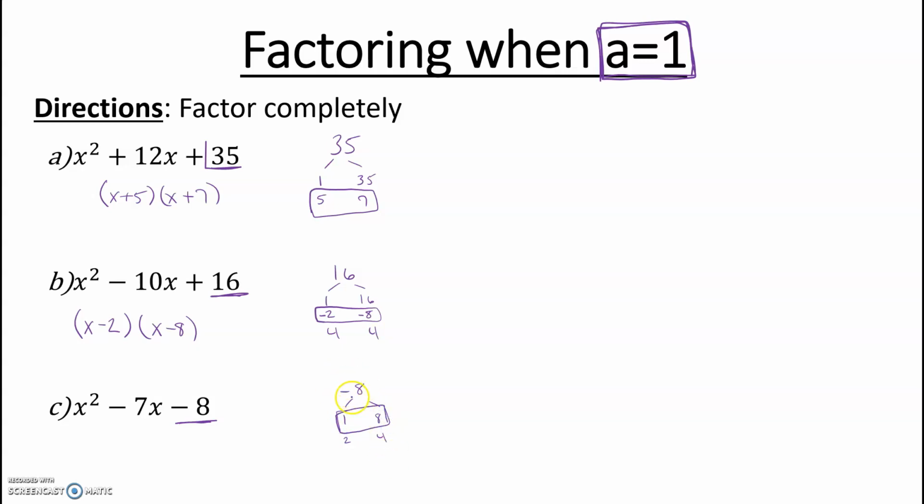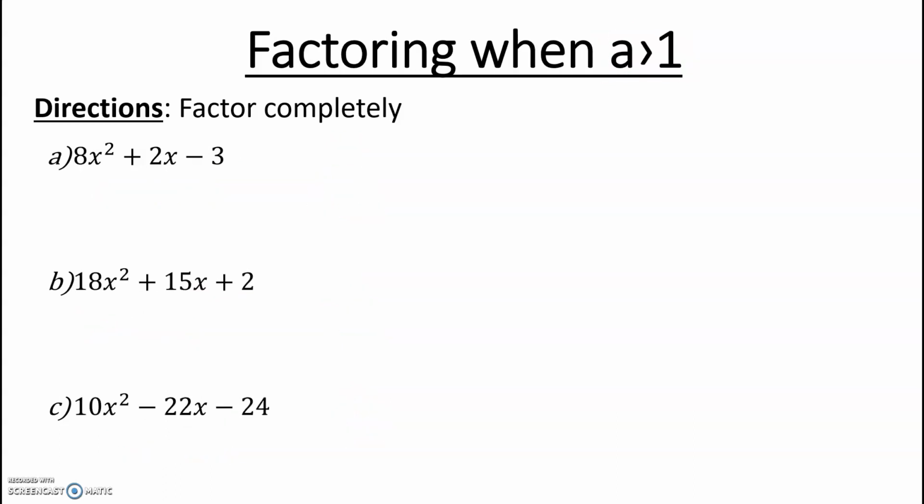Now, you know one of them has to be negative to multiply to get a negative 8. We want it to be negative 7. So negative 8 plus 1 gets me negative 7. Negative 8 times 1 gets me negative 8. So you always want to go back and check. Multiply, you should get negative 8. Add them, you should get negative 7. And now we can do our factors. x plus 1, x minus 8. All right, so that is factoring when a equals 1.